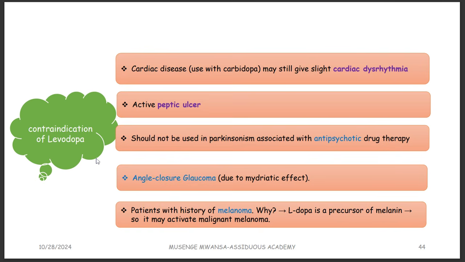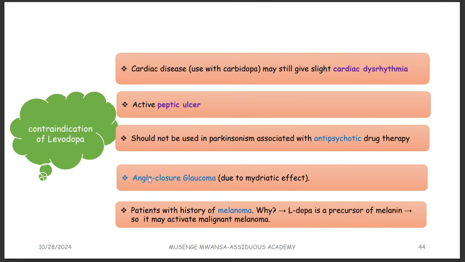Remember again, how is it working? In people that are psychotic, the dopamine is high. So you are trying to reduce the dopamine, but then you also have another drug that is trying to increase the dopamine. So that is a contraindication for someone with Parkinson's disease.